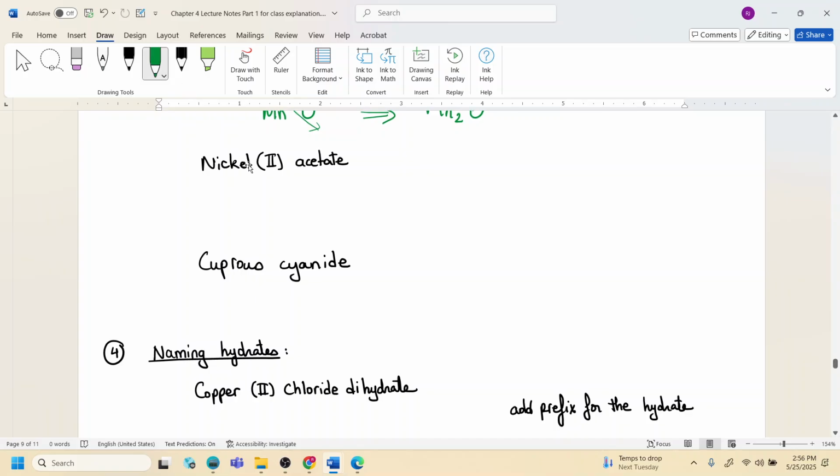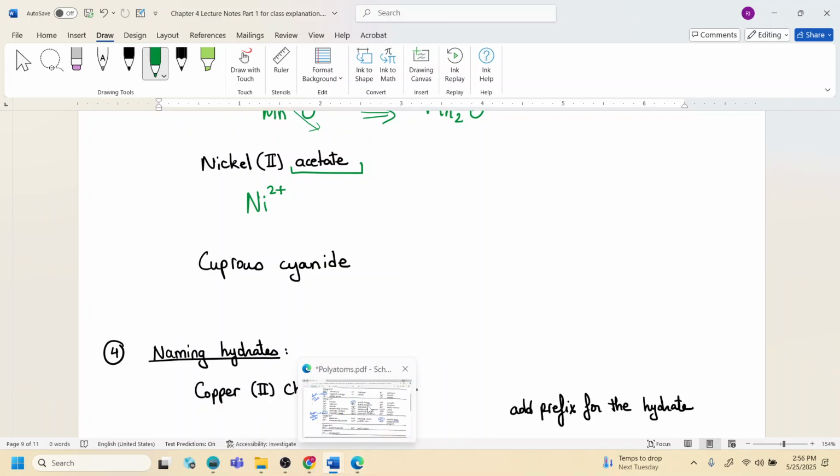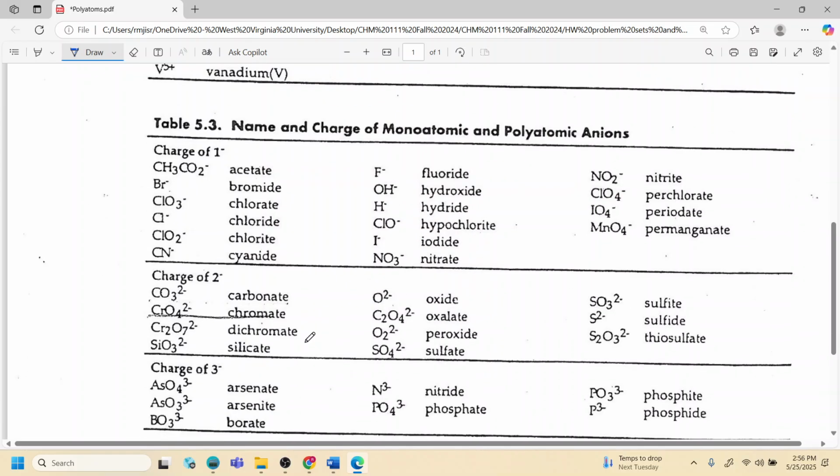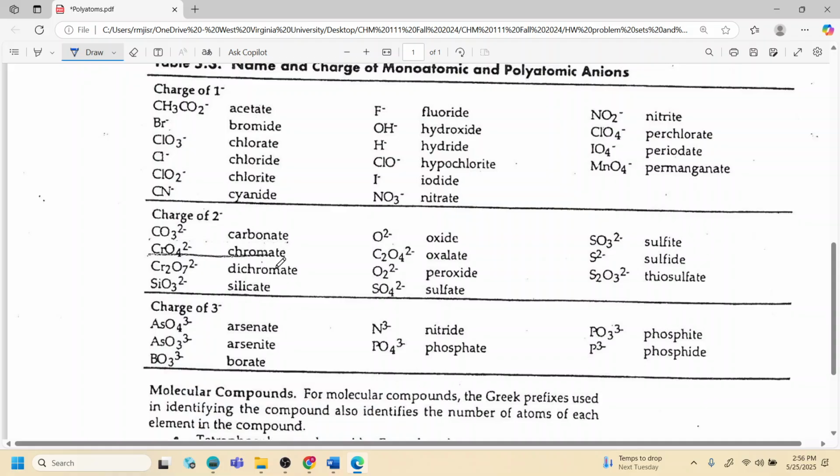Nickel is a transition metal, okay? So nickel is Ni, and nickel here is +2. So this one is going to be +2. And then acetate. So for acetate, I look at the table over here. Acetate is a polyatom, and it is somewhere here. So this is the acetate.